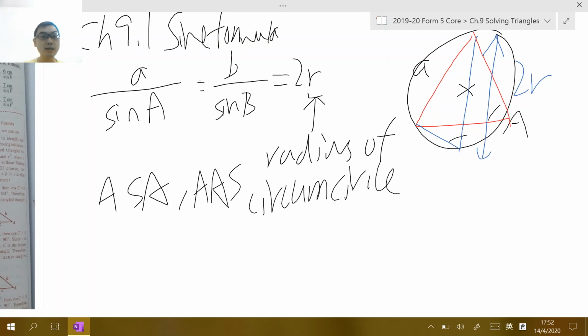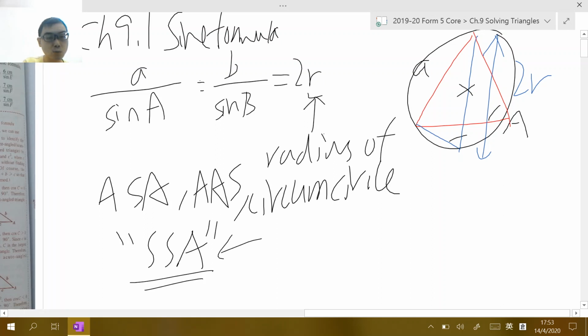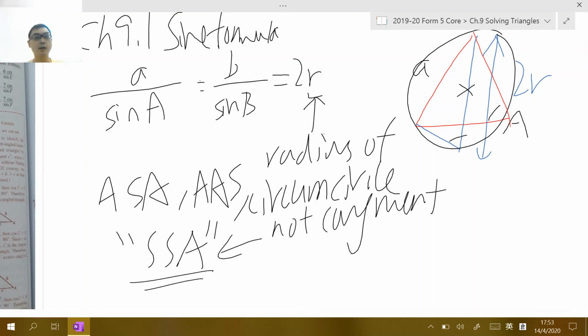Besides this, you should also remember that the triangle with SSA can also be used with the sine formula, because you have two sides and one angle opposite to one of the sides, so you can find another angle opposite to the other side, and then find all the angles as well as all the sides. But do remember that this is not a congruence condition. If you still remember what I said in the last clip, for an SSA triangle the answer may not be unique. That means there may not be only one.